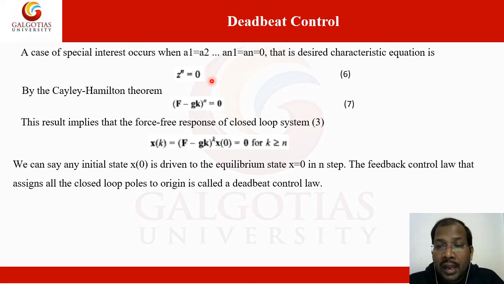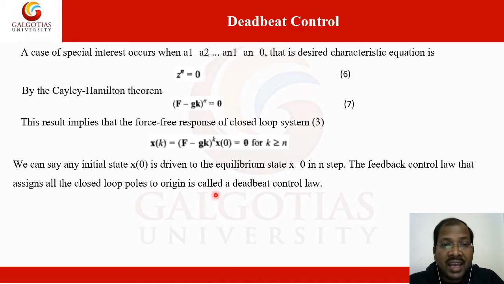According to the Cayley-Hamilton theorem, every square matrix satisfies its own characteristic equation. So the resultant equation is (F - GK)^n = 0, as represented in equation 7. When we calculate the solution of equation 3, which was discussed on the previous slide, without any input, that is the force free response of the closed loop system, x(k) = (F - GK)^k x(0). This will be 0 for k greater than or equal to n.